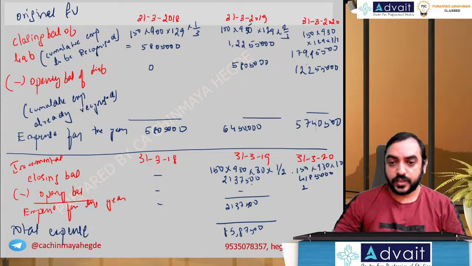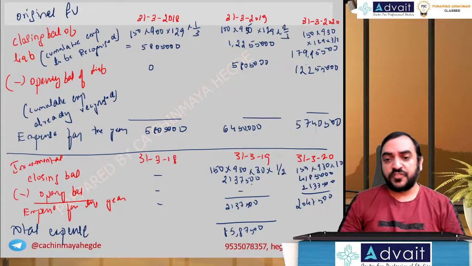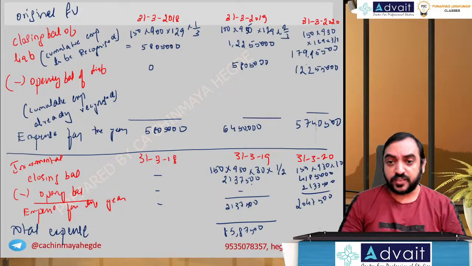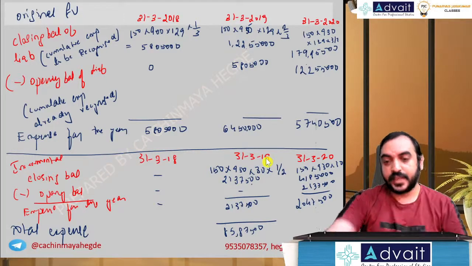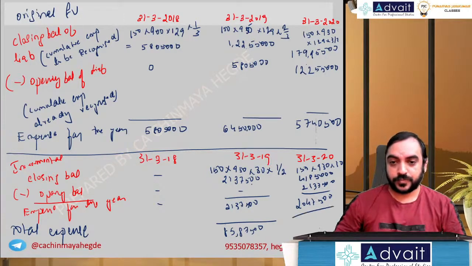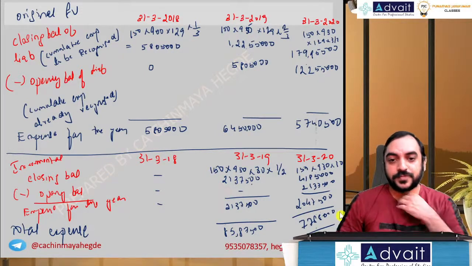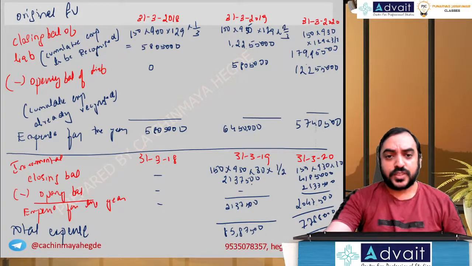Yes, this one. So 21,37,500 is the previous year closing balance. So minus 21,37,500 gives 20,47,500. So total expense will be 20,47,500 plus 57,40,500, which is 77,88,000. So this is 77,88,000. Okay, so these are the calculations.